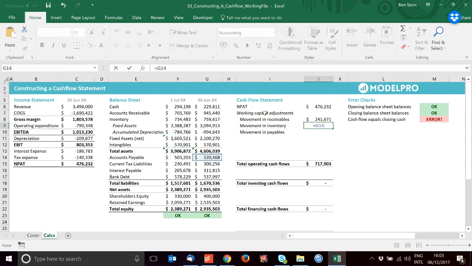Just a word of caution, I'm just going to do these three calculations now, and we have to make some adjustments after the fact. So just bear with me. Oops, sorry. That should be inventory, and this should be payables. So as you can see, I'm just calculating the current year minus the prior year figure to get the movement for the period. Now, I'm not done yet.